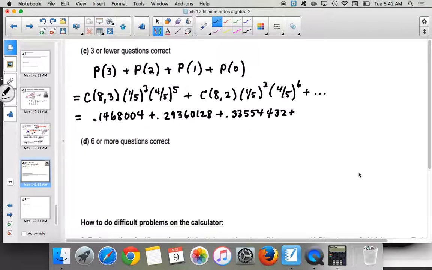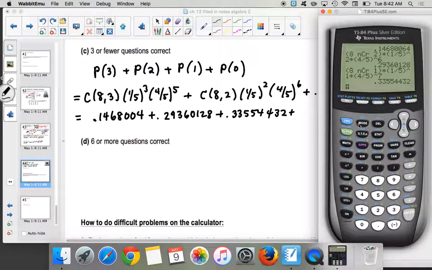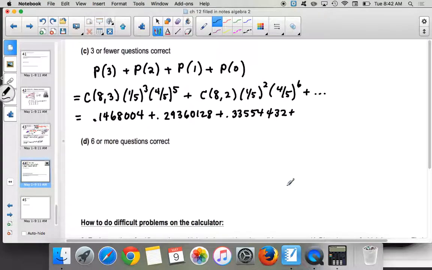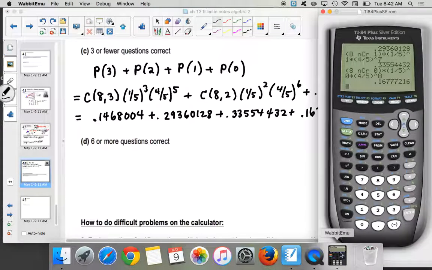And then we have the last one. So now we have 8 choose 0, which is not 0, so don't think the whole thing's going to go away. 1/5 to the 0, and then 4/5 to the 8. So we get 0.167777216. And then we add them together. Okay, kind of time consuming, isn't it?